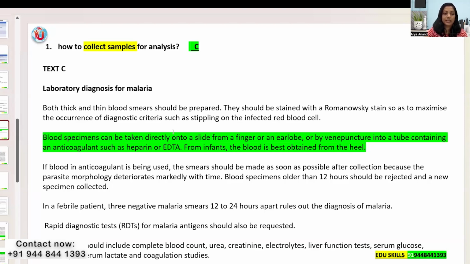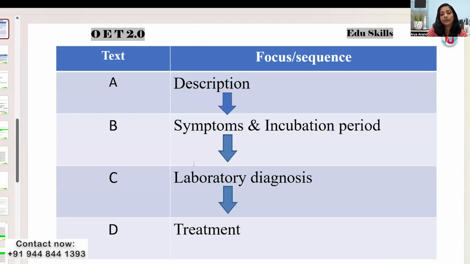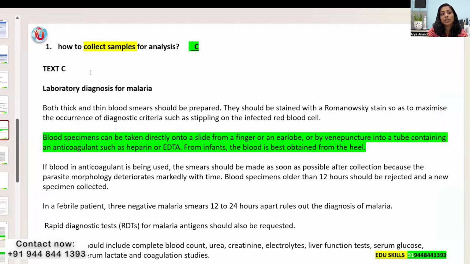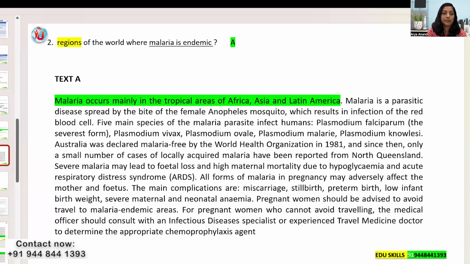Yes. So when you read the question, your keyword or key phrase will be a synonym of your sequence. See here, laboratory diagnosis is mentioned, right? So here they asked how to collect samples. For the laboratory diagnosis only, we need to collect the samples, right? So our answer is C. Next question, regions of the world where malaria is endemic.